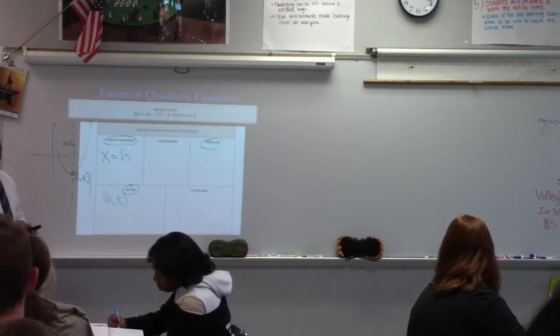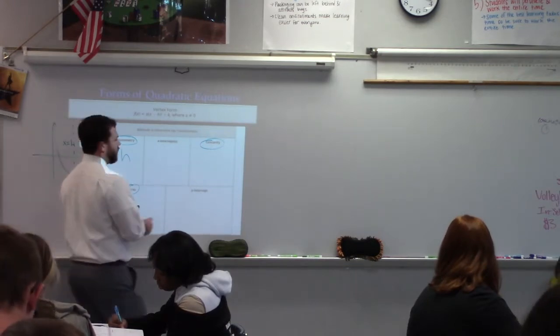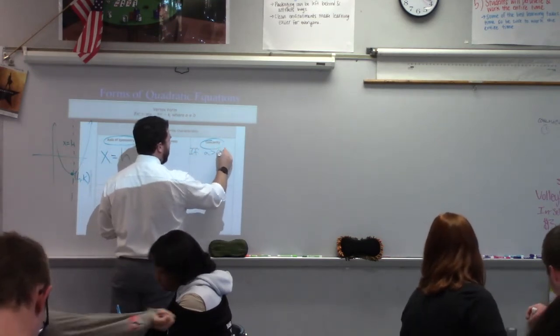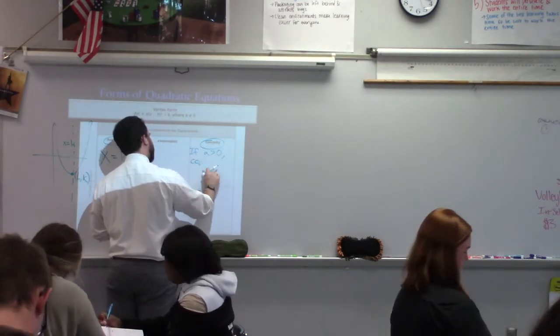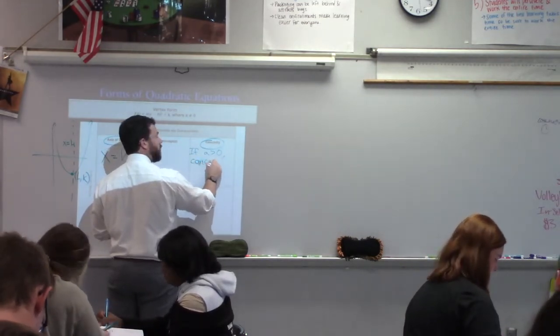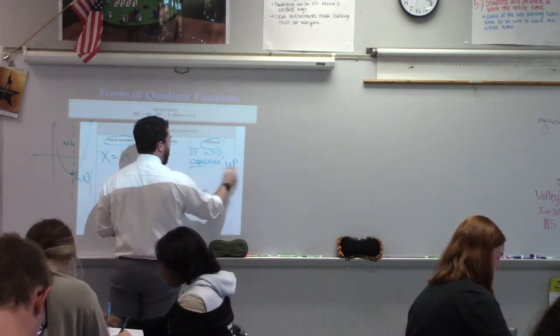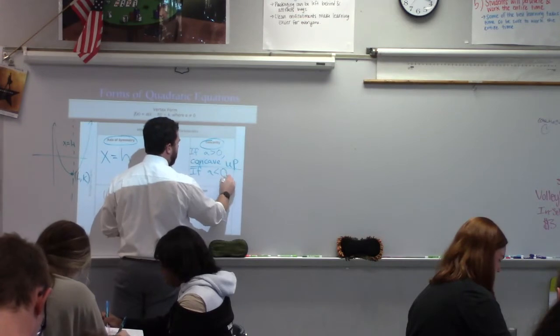And then concavity. It's the same. So you can rewrite it if you want, or you can just say if a is greater than 0, the parabola is concave up. And if a is less than 0, concave down.